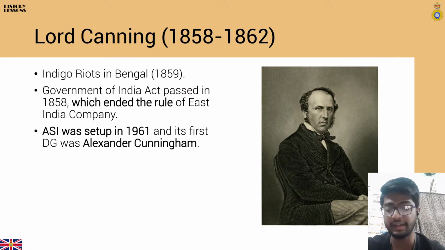During his reign, the Indigo riots in Bengal happened in 1859. The Government of India Act was passed in 1858, which ended the rule of the East India Company. ASI was set up in 1861 and the first DG was Alexander Cunningham.